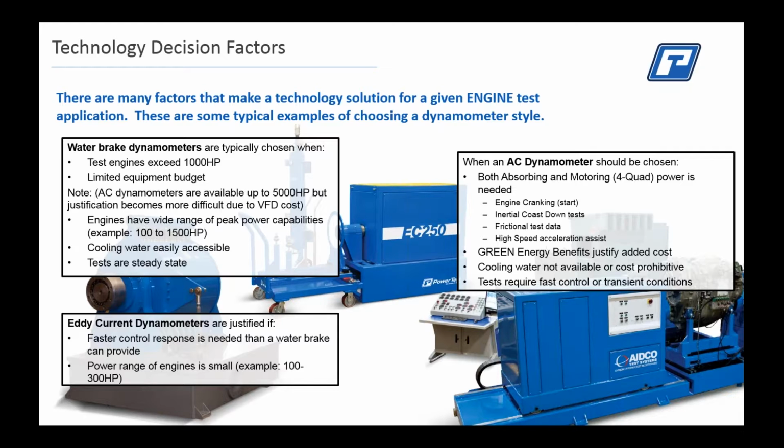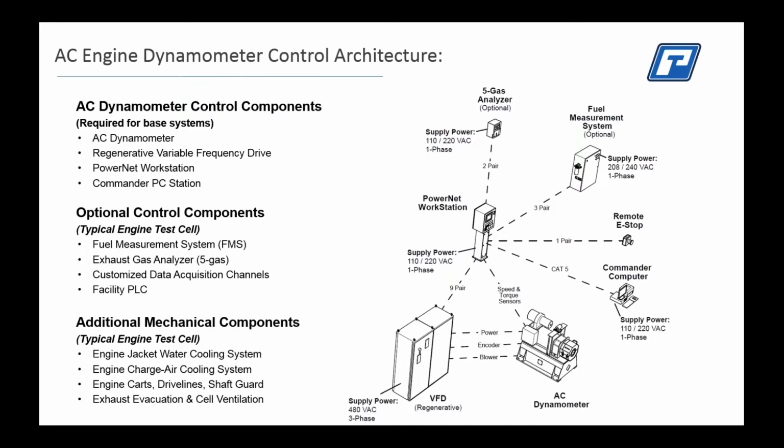In power tests and most AC engine dynamometer controls, in our case, we use PowerNet Workstation as the main control system. That is basically communicating to the VFD, which is controlling the speed and torque that's requested from the control system to the dyno. So it's controlling the current and frequency. You've got a commander computer that is going to be your operator interface. And then you've got various power supplies for fuel measurement systems. And if you have emissions analyzers, there's all kinds of accessories that Workstation can communicate with in order to gather the data that you need for the engine that you're testing.